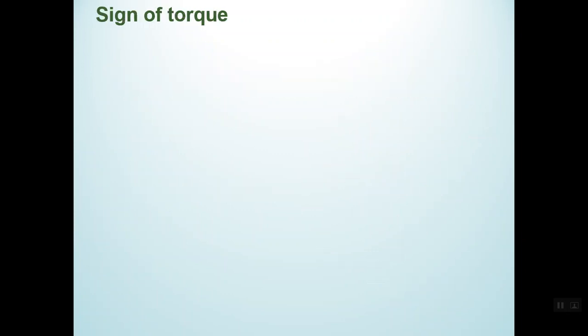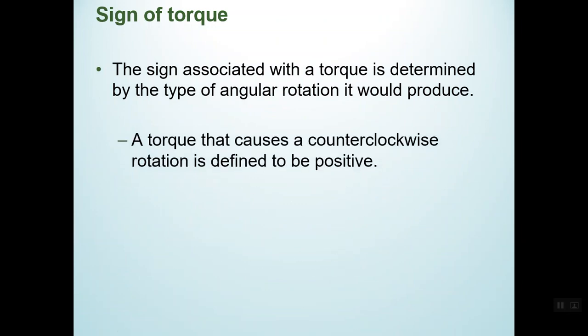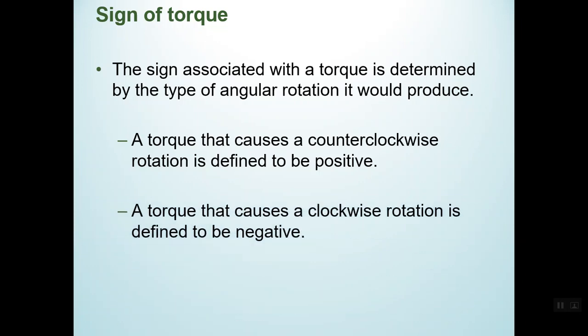Now what about the sign of the torque? The sign associated with the torque is determined by the type of angular rotation it would produce. A torque that causes a counterclockwise rotation is defined to be positive, and a torque that causes a clockwise rotation is defined to be negative.